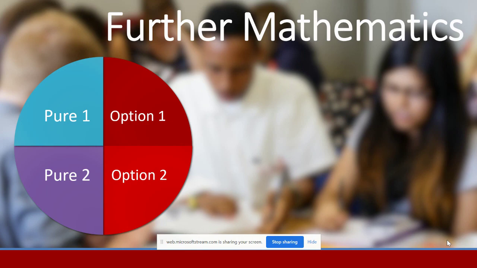The other course we offer is Further Maths, and Further Maths is broken into 4 parts, 4 quarters. You've got Pure 1 and Pure 2. That's much like the Pure section in Main Maths, just that little bit harder and exploring different content. And then the options, that's quite exciting.